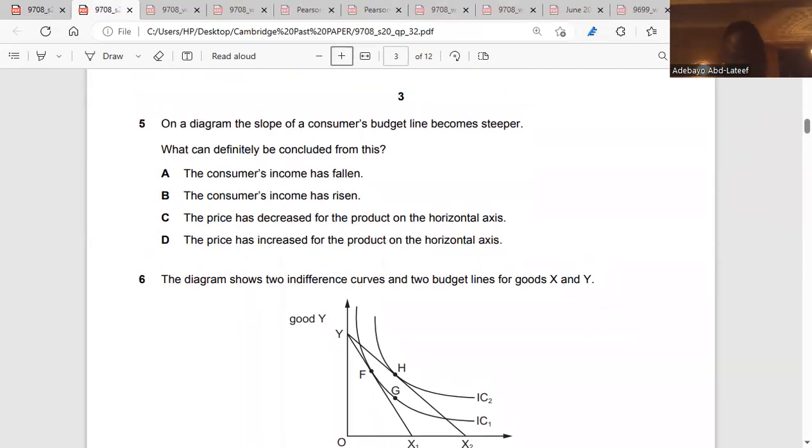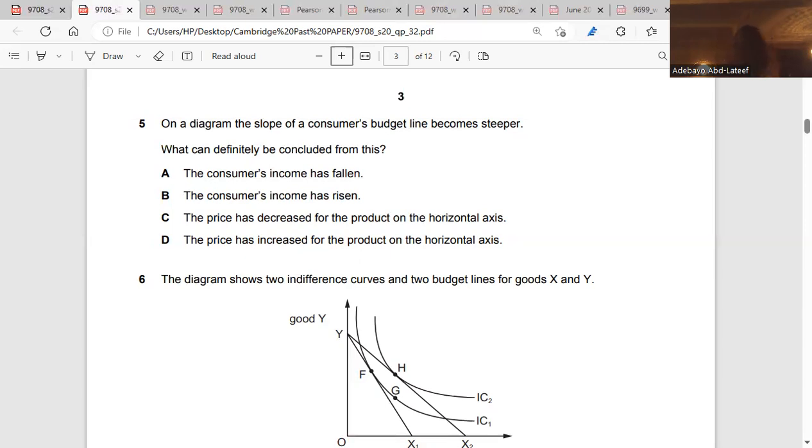Wait, are we in number 5 or number 6? We're in number 5. Oh, I was checking the budget line of 6. Sorry. I'm confused. So they said on the diagram, the slope of the consumer budget line becomes steeper. What can definitely be concluded?